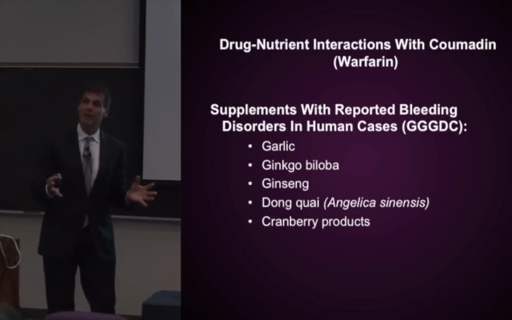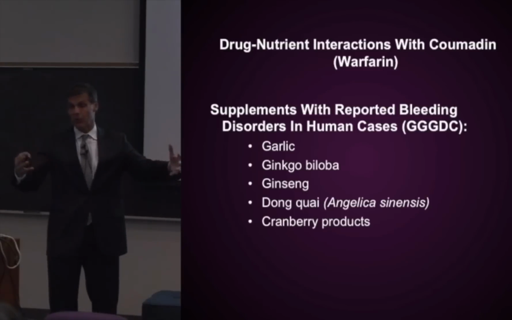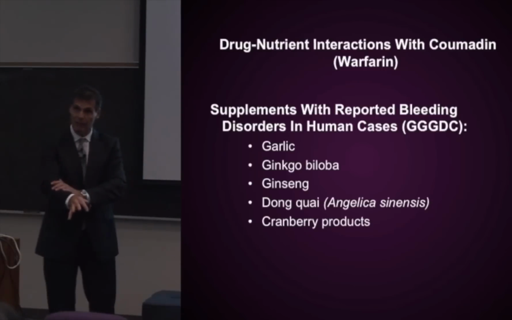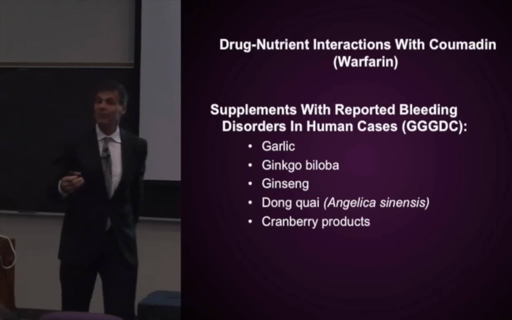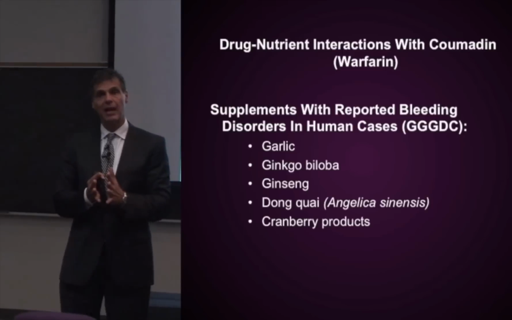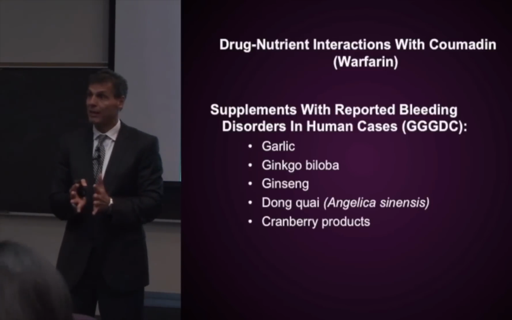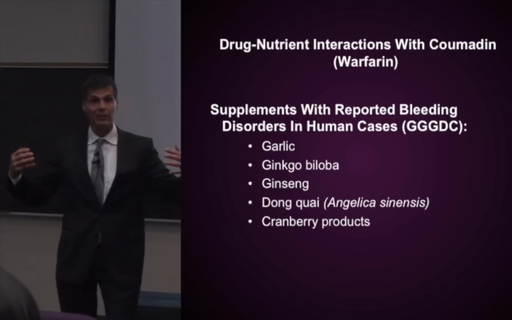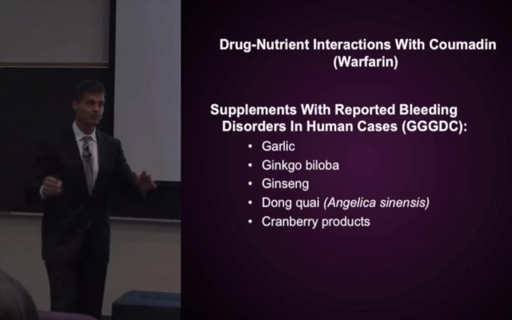Dong quai, women going through menopause or managing PMS sometimes will use Angelica species. It works, but it's loaded with coumarins. It has an anticoagulant effect. You see a hint of internal bleeding in certain case reports. And women that have had recurrent urinary tract infections know that cranberry extract can help to block the recurrence of urinary tract infections. We'll talk about this in a later lecture. But in a person on Coumadin or warfarin, that's not such a good idea.